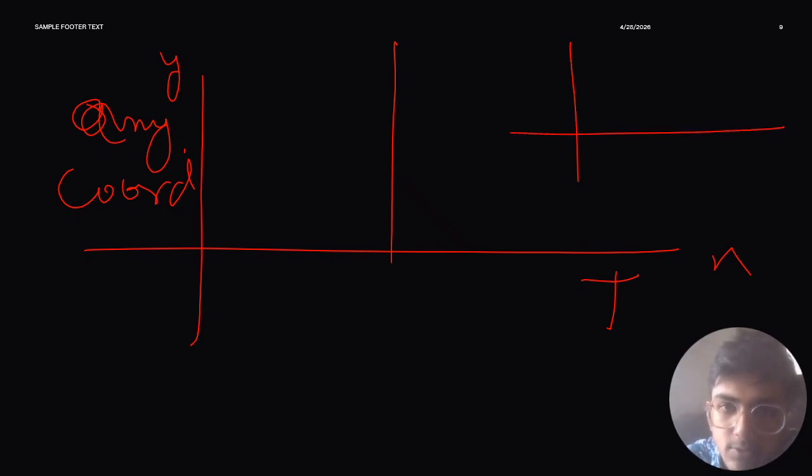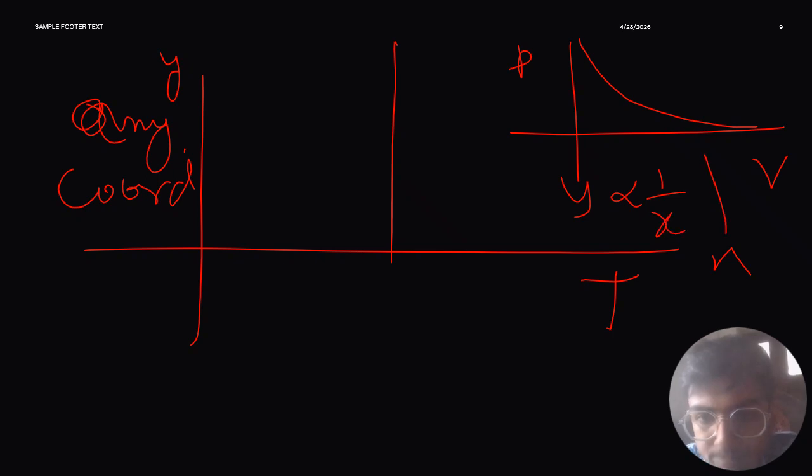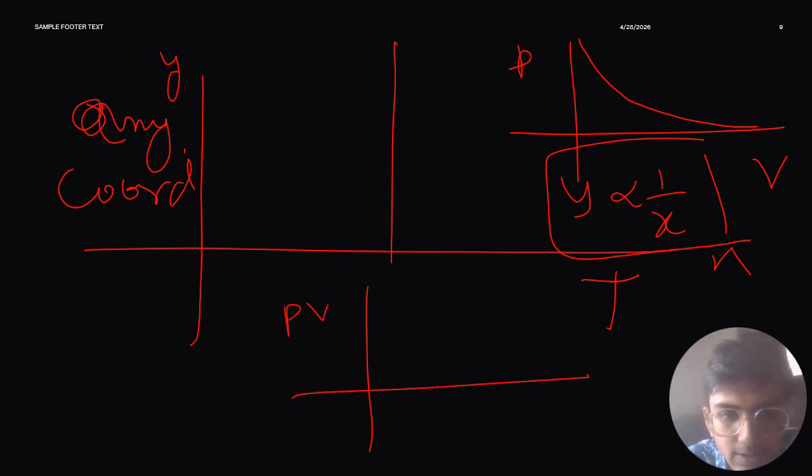Talking about the pressure volume curve, it will come as this. We can say a hyperbolic curve, Y is inversely proportional to x. But if you plot the graph of PV and temperature, it will come like this, a straight line parallel to the temperature axis. Clear? So this was our isothermal process, and I think you understood.